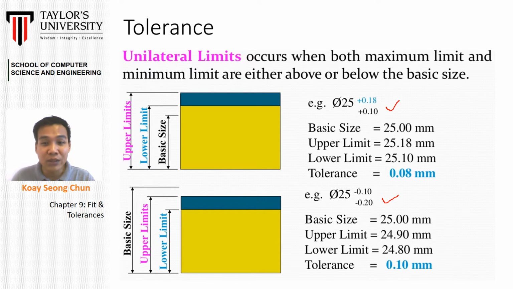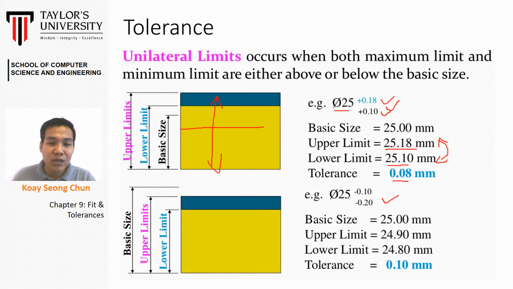So for example here, let's give an example of the shaft. The size is, we need like 25. Maybe we set a tolerance of positive 0.1x and positive 0.1. Means our upper limit will be 25.1x and your lower limit will be 25.1, and then your tolerance will be the value difference between these two. So your tolerance is 0.08.